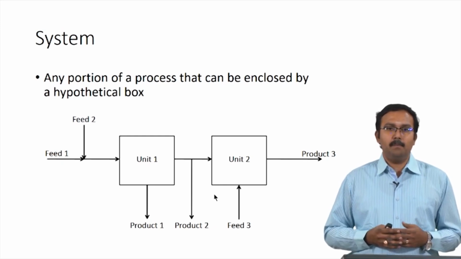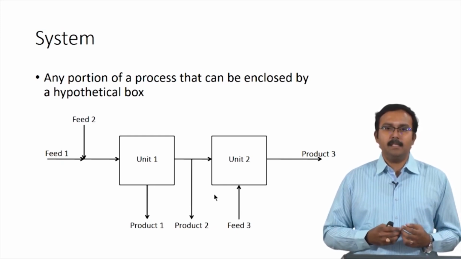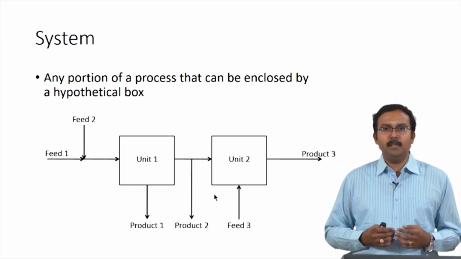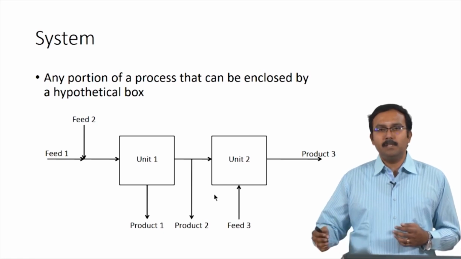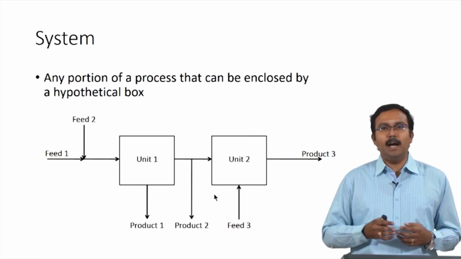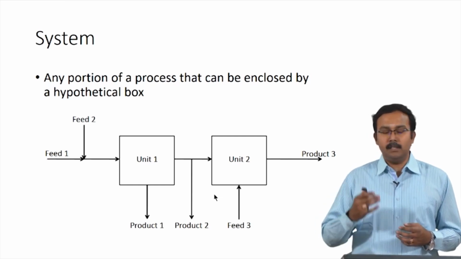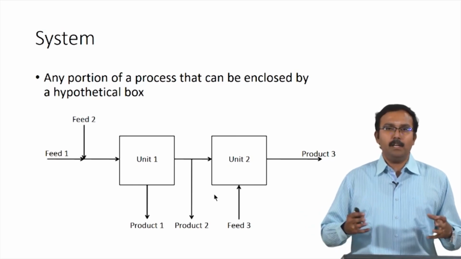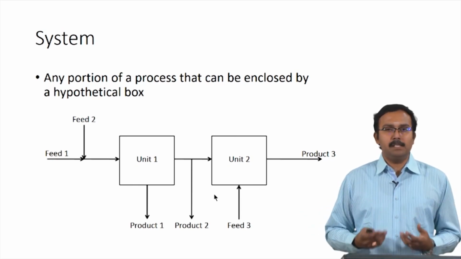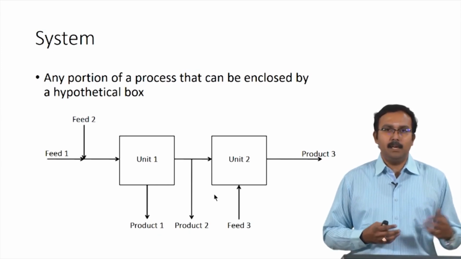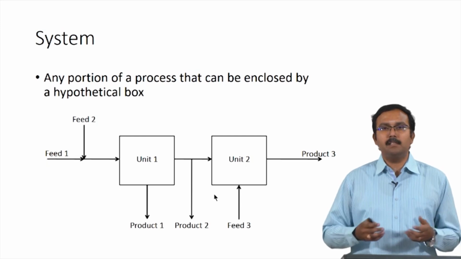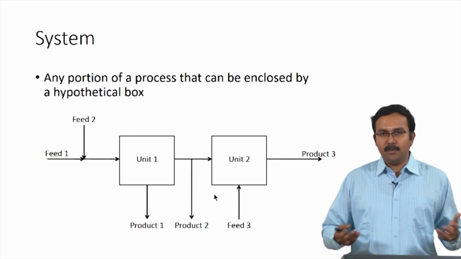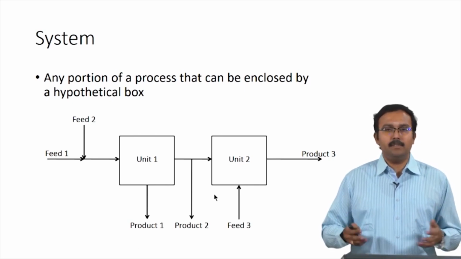So here is an example problem where you have two feeds which are getting mixed to then enter into unit 1. A product stream is recovered from this unit 1, and another product stream which leaves unit 1 is split into product 2 and the input for unit 2, and this unit 2 has another input which is feed 3, finally forming product 3. So this particular process can actually have multiple systems. The way we defined a system earlier was any portion of a process that can be enclosed by a hypothetical box. This means we can actually draw different boxes to represent what each of these systems would be.